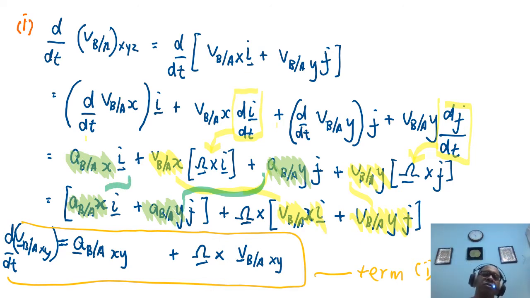Okay, so then we get term number 1, d over dt of VBA. When we differentiate the relative velocity, we will have the relative acceleration plus omega cross the relative velocity. Omega cross VB relative, the vector B relative to A measured from the xy rotating coordinate. So I call it V relative. So this is term 1. There are 2 more terms that we need to cover.